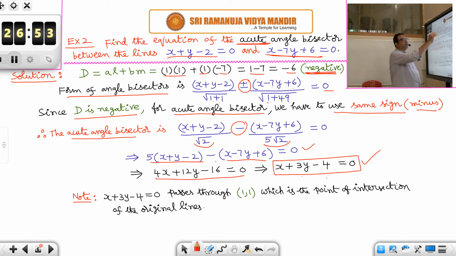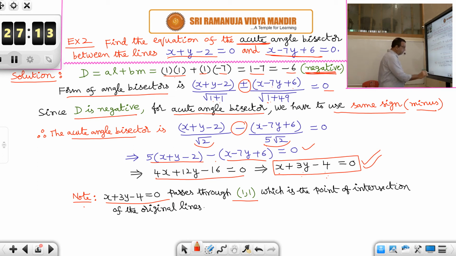Original lines are passing through (1, 1), their point of intersection is (1, 1). So is this bisector also passing through (1, 1)? Yes, 1 plus 3 minus 4 equal to 0. So it is passing through (1, 1). So that is what I have written in the note. It passes through (1, 1), which is the point of intersection of the original lines.